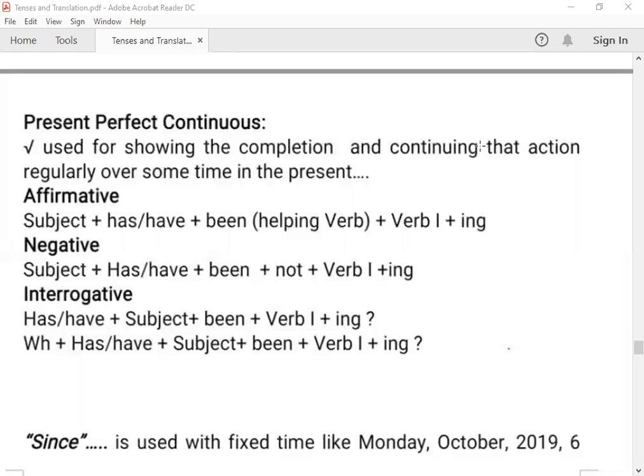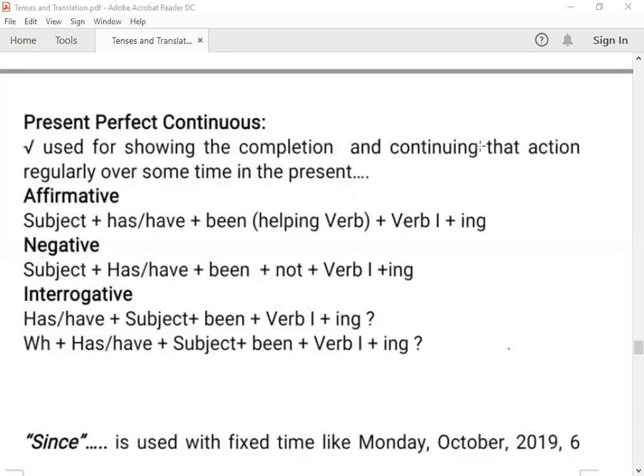Subject is the doer of an action in this case, but sometimes, if it is an informative sentence, it might be the thing about which we are talking. Here we have has or have as helping verb and been along with them, and then we put verb first form plus ing. That is the minimum requirement. Sometimes in present perfect continuous tenses we use since and for as prepositions, and then in the end, if it is a fixed time, we put since plus the fixed time, and if it is a duration, or a period of time, then we put for, and then that duration or period of time.